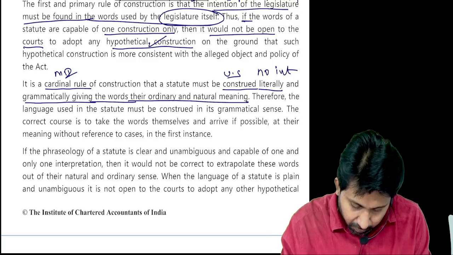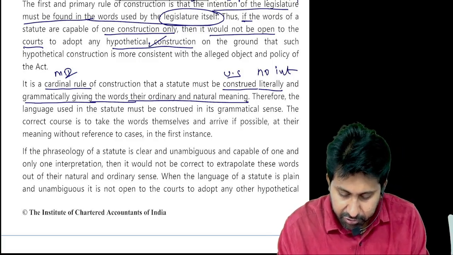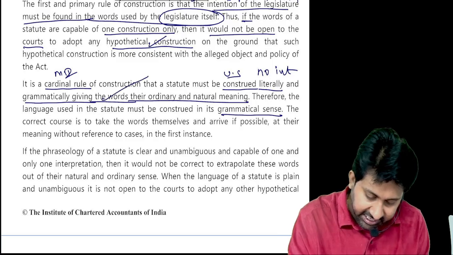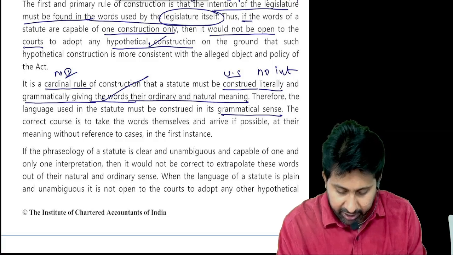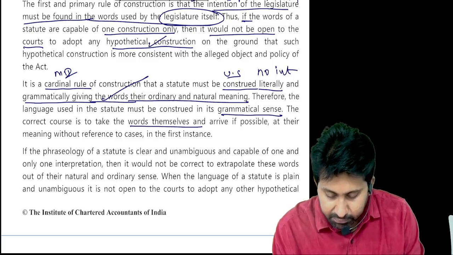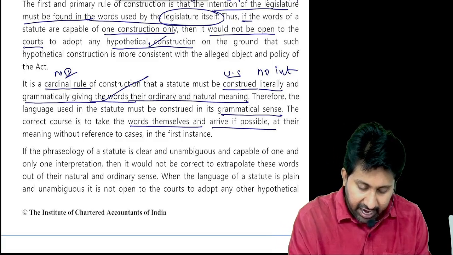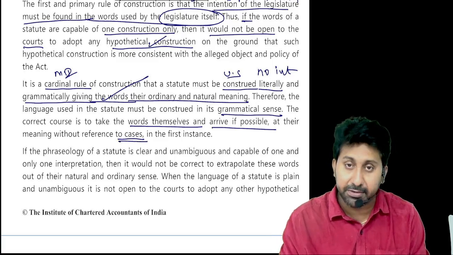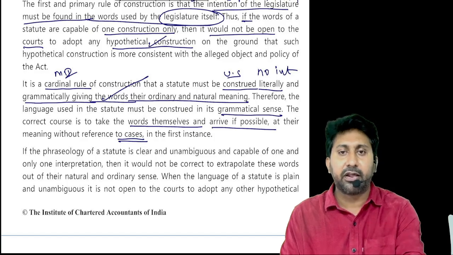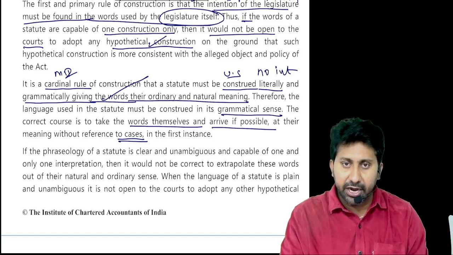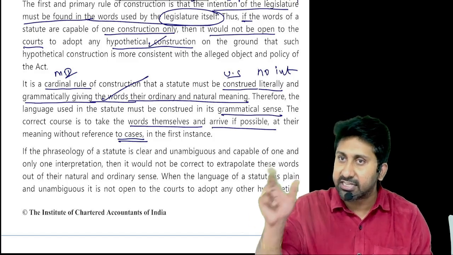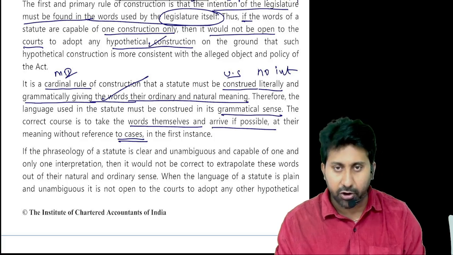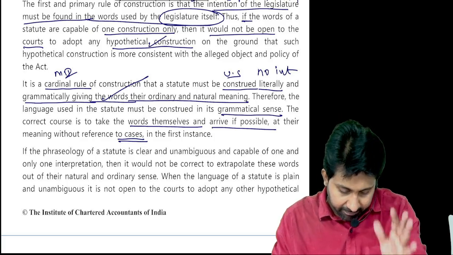Therefore, the language used in the statute must be construed in a grammatical sense. The correct course is to take the words themselves and arrive, if possible, at their meaning without reference to the cases. Means what? Whenever a particular word or phrase is used, interpret it in the same way. Don't go for case laws and search for judgments. Are you understanding? Read in the plain way.